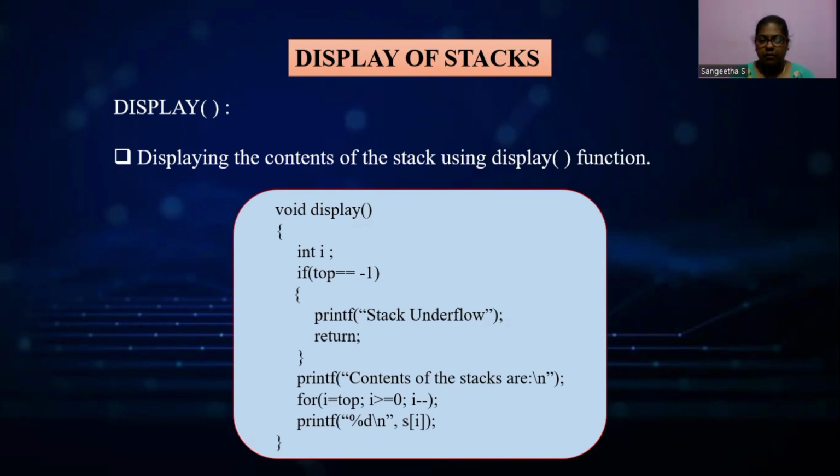If it is not empty, printf contents of the stack are, for i is equal to top, i is greater than or equal to 0, i minus minus, printf %d of s of i. If the stack is not empty, then we need to display all the items in the stack by using the for loop.